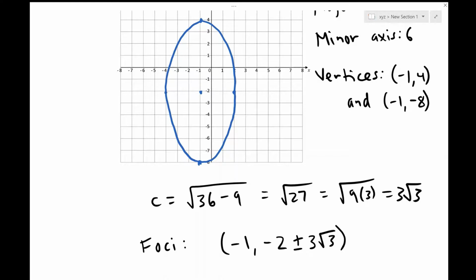So in this case, we're going up and down from the center. That's going in the y direction. So we add and subtract from the y coordinate of the center. But you always need to make sure you do this when you're identifying the actual coordinates of each of the foci.